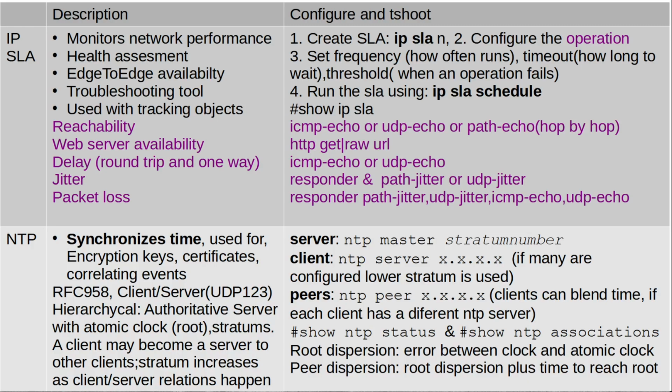And you can also have peers. You can configure peers. In this case, the peers will blend their time together. And this happens if you have two clients that have different root servers. Use the command show ntp status and show ntp associations in order to troubleshoot it.